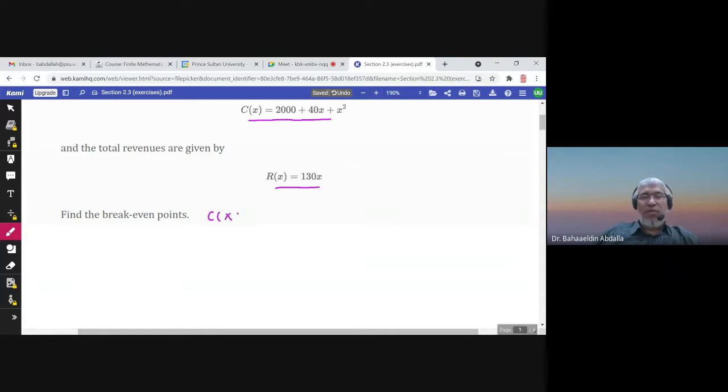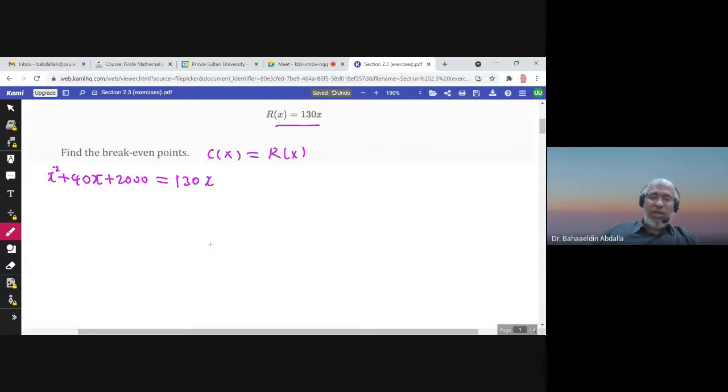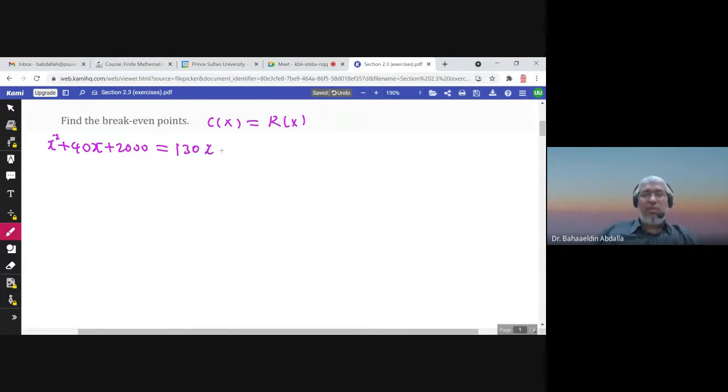We will have the break-even points when we put the cost equal to the revenue, which means when we find the intersection points between the cost function, which is x squared plus 40x plus 2000, and the revenue function, which is 130x. This is a quadratic equation now. So to solve it, we take everything to the left-hand side. So we will have 40 minus 130, which is negative 90x, and plus 2000.